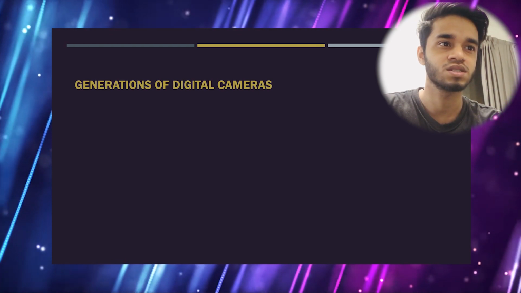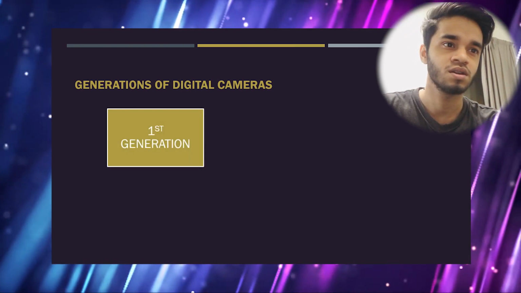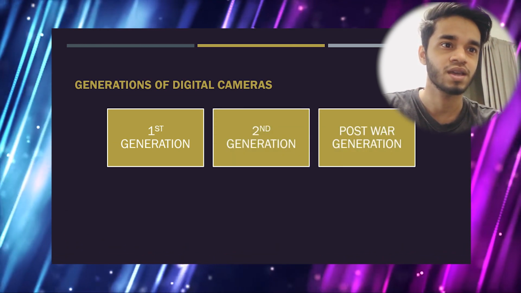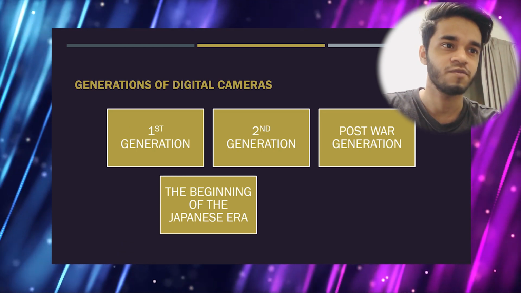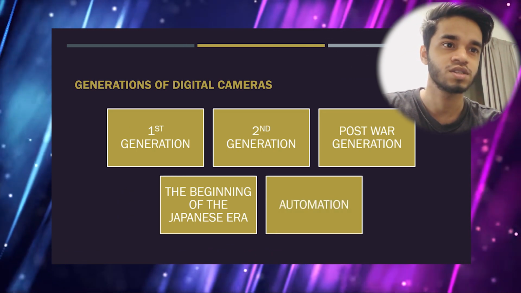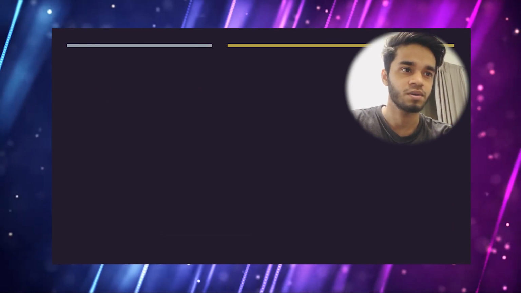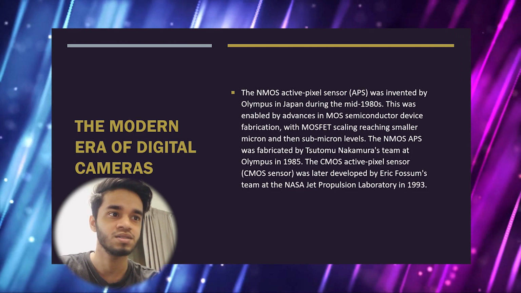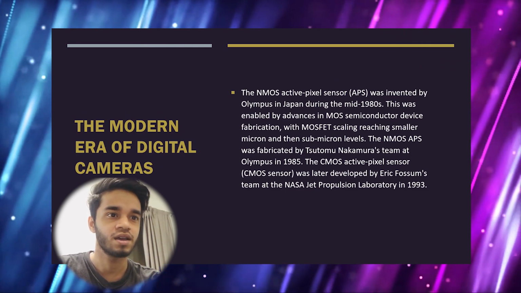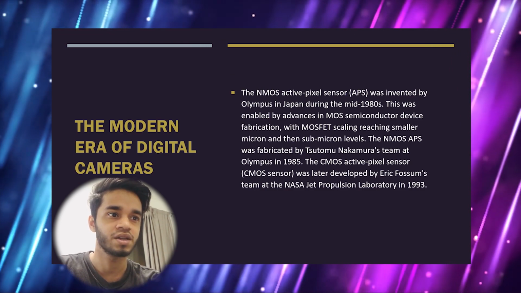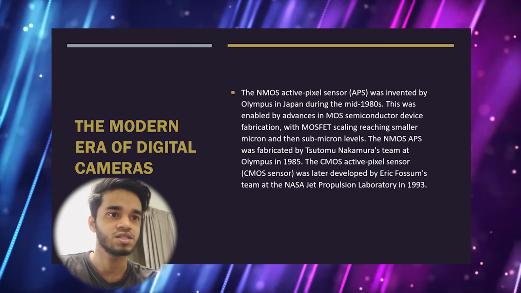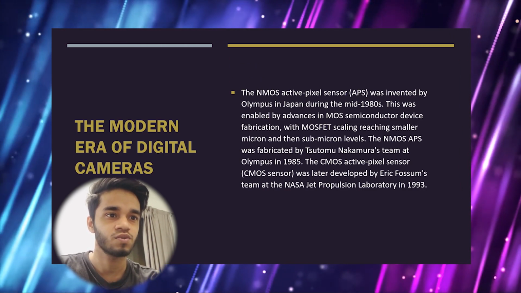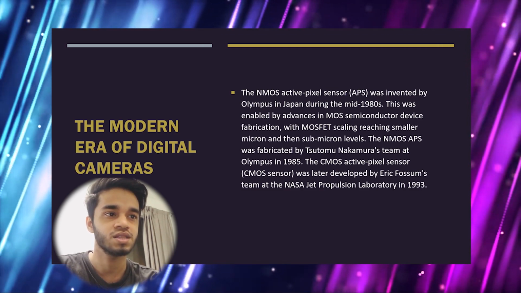The invention of the digital camera can be divided into several generations, which are shown in the slides. The first practical camera was invented back in 1928. Since then, cameras have been evolving with the inventions of new technologies. The modern era of cameras started during the mid-80s when Japan invented the active pixel sensor, APS. This was enabled by advances in MOS semiconductor device fabrication, with MOSFET scaling reaching smaller micron and then sub-micron levels. The CMOS active pixel sensor was later developed at NASA's laboratory in 1993.